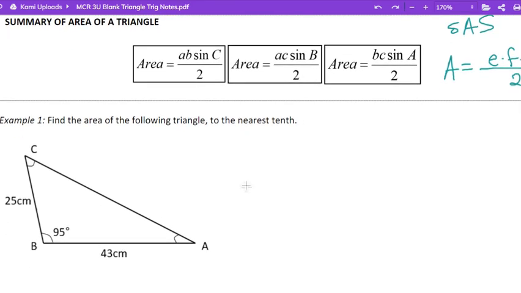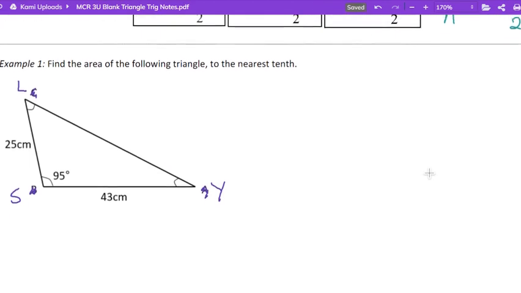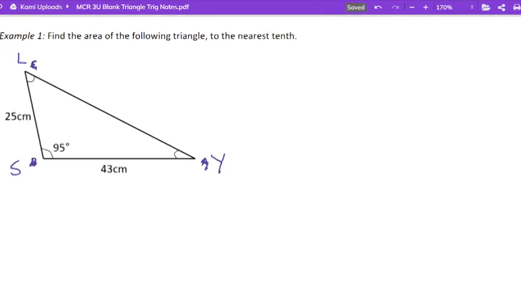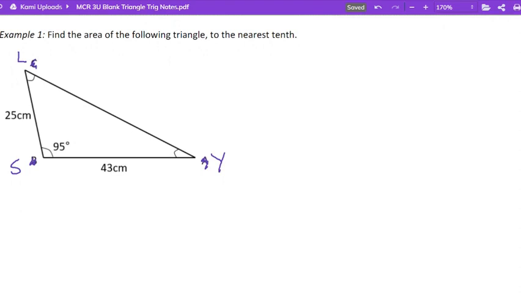All right, let's practice. And you know what? Just for the sake of practice, let's call this triangle, I'll just put some random letters. Do you like the randomness of these letters? They just came up like that. All right. So let's find the area. Okay, let's look at what we have. We have 2 sides, we have an angle. Can we use it? Yeah. All right, let's give it a shot.